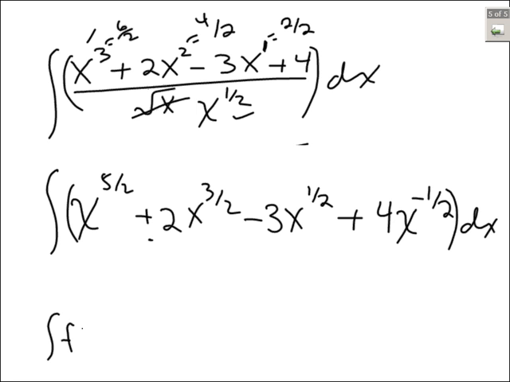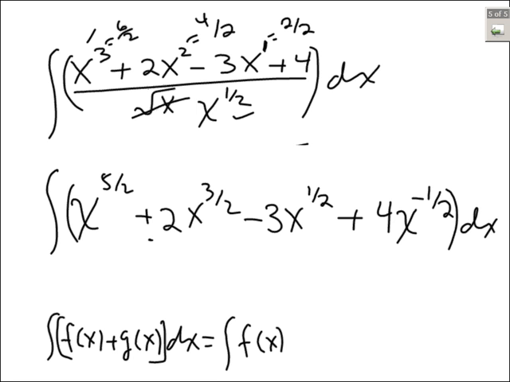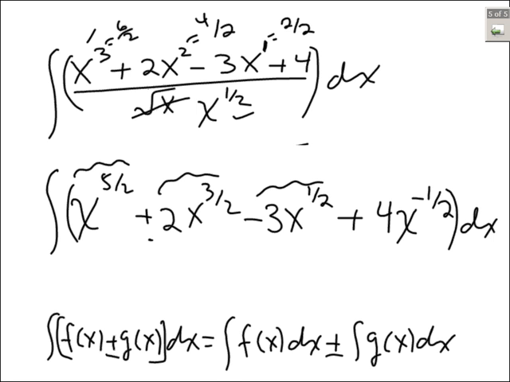But if you have a sum, here's another rule. If you have a sum, you can integrate the first function, plus or minus, depending upon what the sign is, plus the integral of the second function. Think of this as f of x plus g of x minus h of x plus j of x. This rule doesn't just work with two functions. Okay? So, let's find the antiderivative of x to the 5 halves.